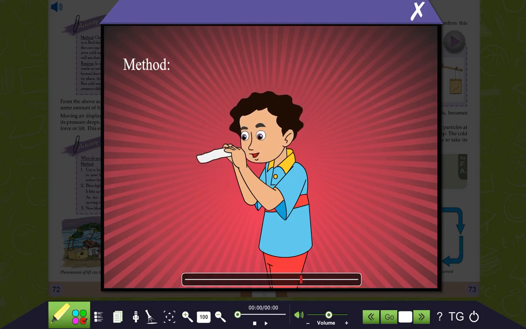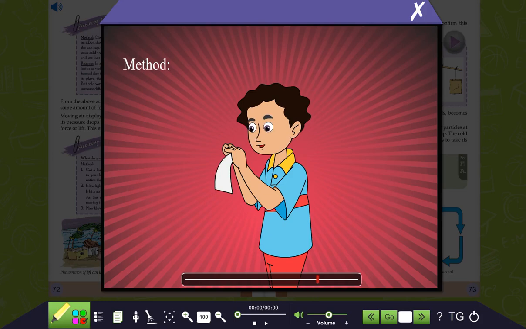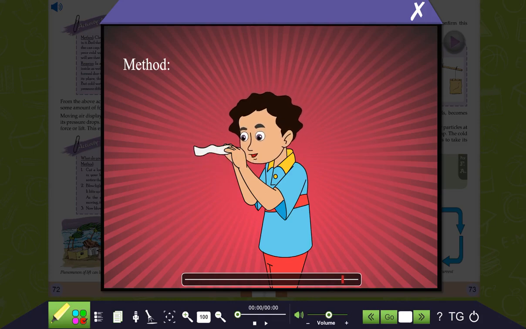Why? As the air above the tissue paper starts moving, its pressure drops. This exerts a force on the tissue, lifting it up. 3. Now blow harder. You will see that the harder you blow, the more the tissue paper is lifted.